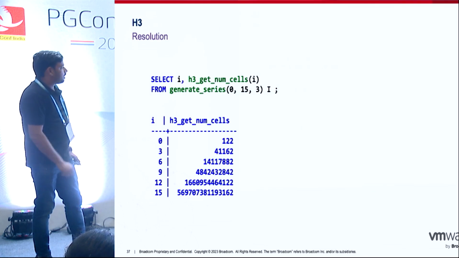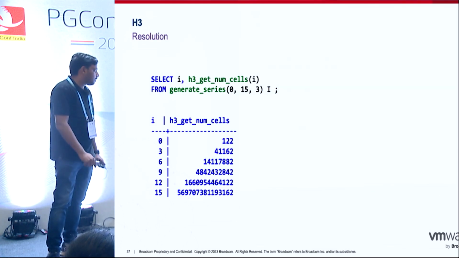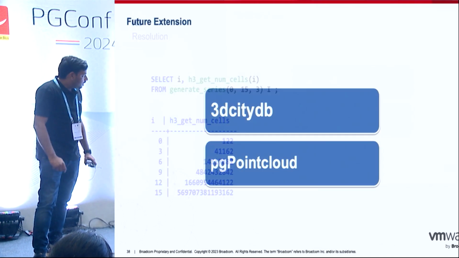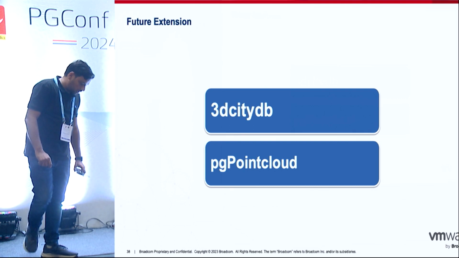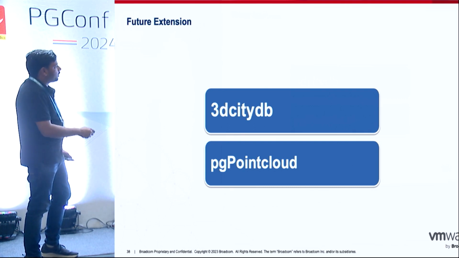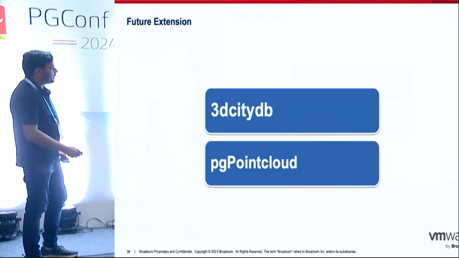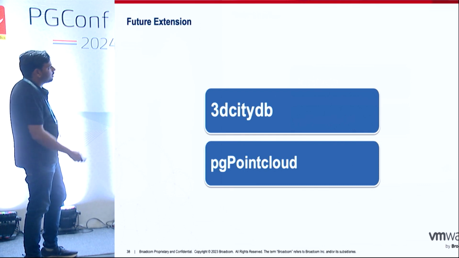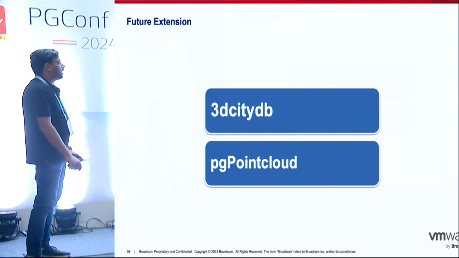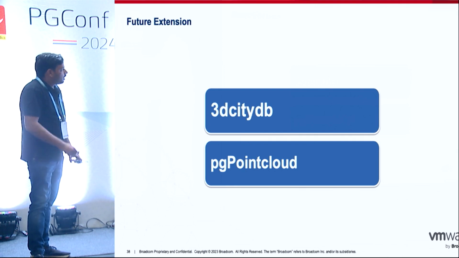So this was about the S3. Then future extension to Greenplum. These are already supported in PostGIS, like 3D CityDB and PG Point Cloud, and we are planning, or in discussion, to have these two as well, which is again related to geospatial in Greenplum.